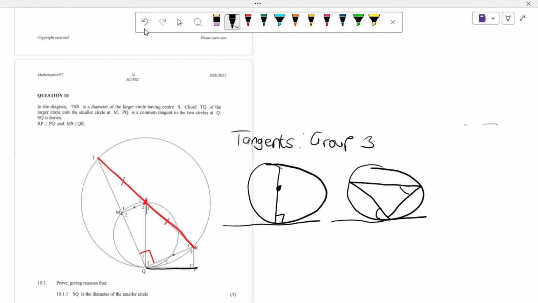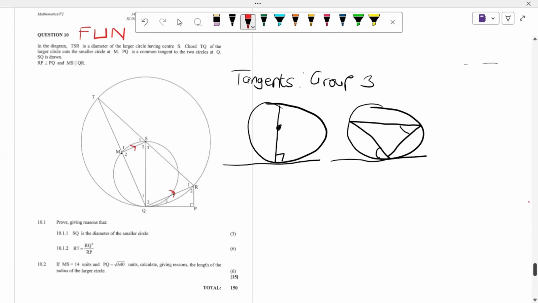Then we are told that RP is perpendicular to PQ. Right? So RP is perpendicular to PQ. And then MS is parallel to QR. So okay, we read our stuff there, no problem. But then we also have parallel lines. So you remember, whenever we have parallel lines, we must always think of our angle theorems and apply them.